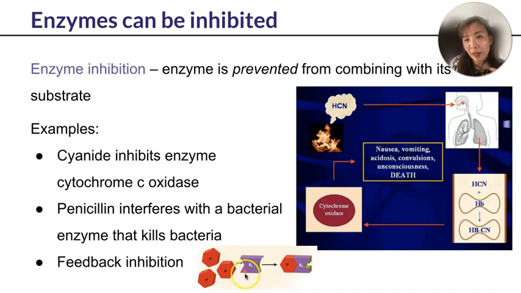So here you have the end product actually binding onto the enzyme. This leads to the enzyme changing its shape. And when it changes its shape, it can no longer bind onto substrate to push and catalyze that reaction anymore.